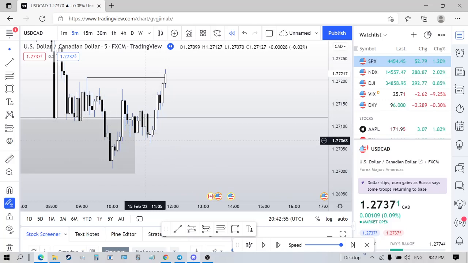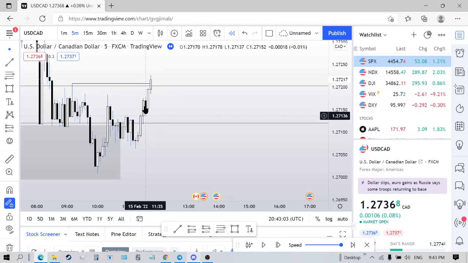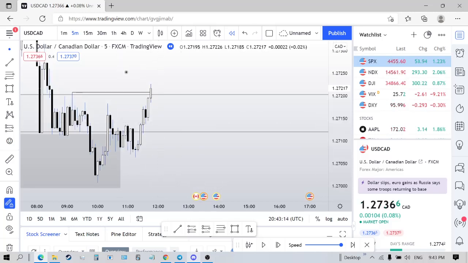Look, you see how this down move took out liquidity? All right, broke structure. I'm looking at this fair value gap inside of here. And you also have this down candle, which can be used as sell side liquidity on a lower time frame fractal. Okay, so this is where I'm looking to take my entry right here.